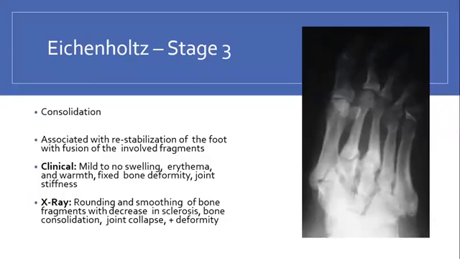Eichenholz stage 3, this is the last stage, the consolidation stage. It's associated with restabilization of the foot with fusion of the involved fragments. Clinically, there's going to be mild to no swelling, no erythema, no warmth, with a fixed bone deformity and joint stiffness. X-ray is going to show rounding and smoothing of bone fragments with decrease in sclerosis, bone consolidation, joint collapse, and deformity. As you can see here, more rounding and smoothing of the bone fragments.